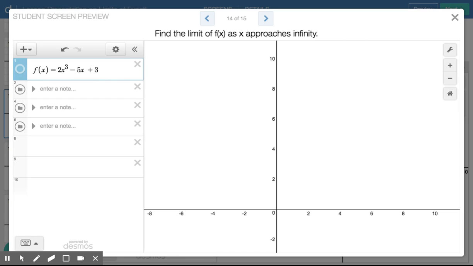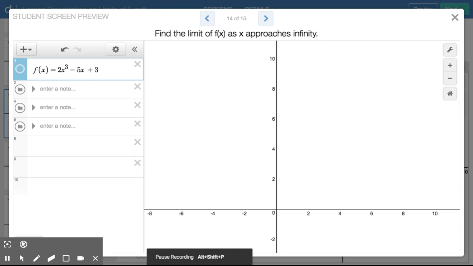We're going to find the limit of f of x as x approaches infinity. We notice that f of x is a polynomial function. We know that polynomial functions are smooth and continuous. And to find the limit of this polynomial function as x approaches infinity, we want to know what is the value of f of x when x is very, very large.